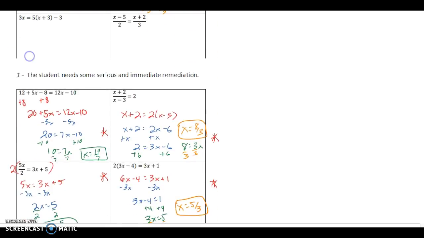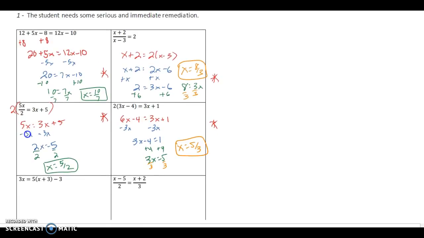Contrast that with a 1, the student needs some serious and immediate remediation. Taking a look here, right away, we're off the rails. We've got a +8 to get rid of this or reverse this subtracting 8. That's correct, except to reverse this, we would have to add 8 to the other side of the equation. They're treating this as 2 sides of the equation, and they're not. That's a major conceptual misunderstanding.